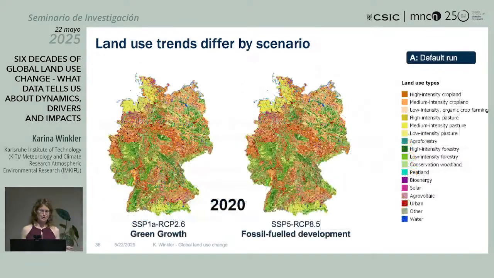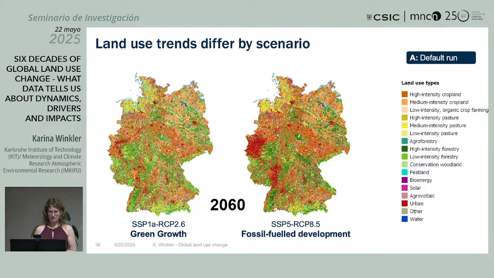And I just want to show you a little bit how different land use patterns can be for the future. This is a result for two different scenarios. You see on the left side a quite sustainable green growth scenario, and on the right side, a scenario of fossil-fueled development in Germany. And there are different land use types. They are shaded a little bit by their intensity. So the stronger the colors, the more intense the land use.